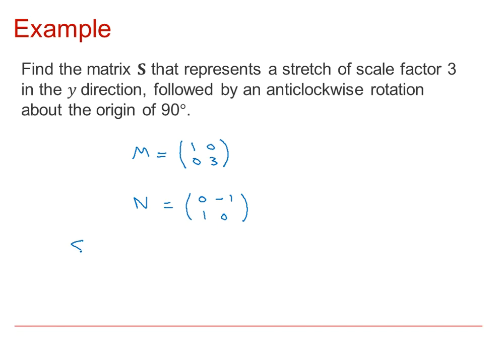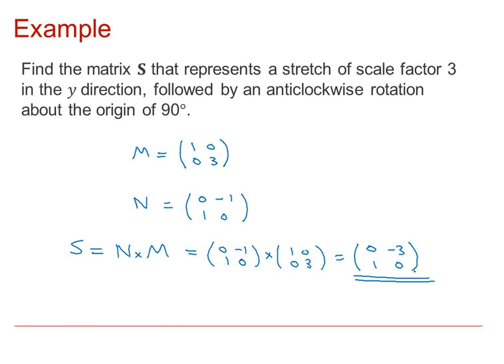And to find S, I need the stretch matrix followed by the rotation matrix, so that would be applying M and then afterwards applying N, so that would be N times M. So that's 0 minus 1 1 0, multiplied by 1 0 0 3, which would give me the matrix 0 minus 3 1 0. So that is the combined matrix S.